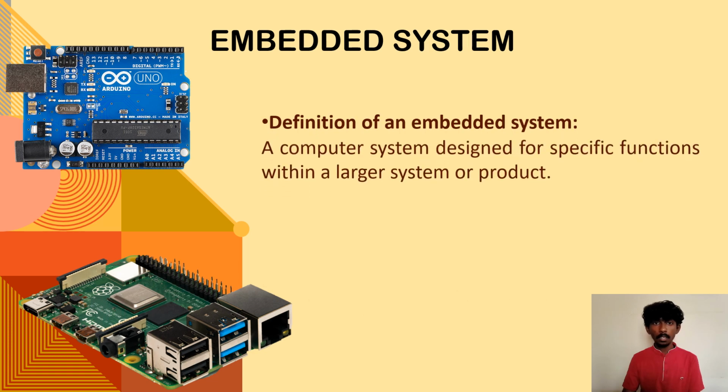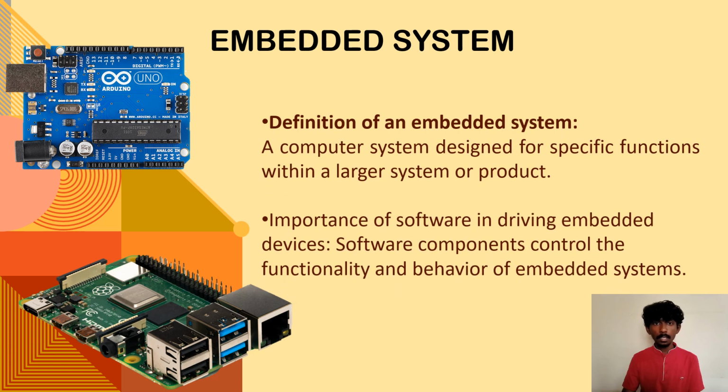Let us start with what is an embedded system. An embedded system is a specialized computer system designed to perform dedicated functions or tasks within larger systems. Software is essential for controlling, managing, and enabling specific functions in embedded devices.